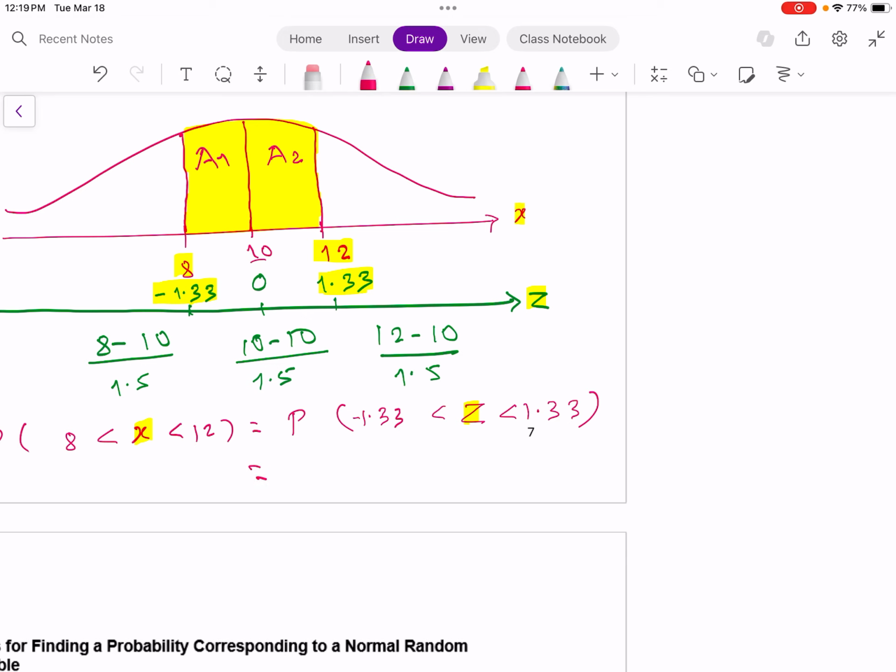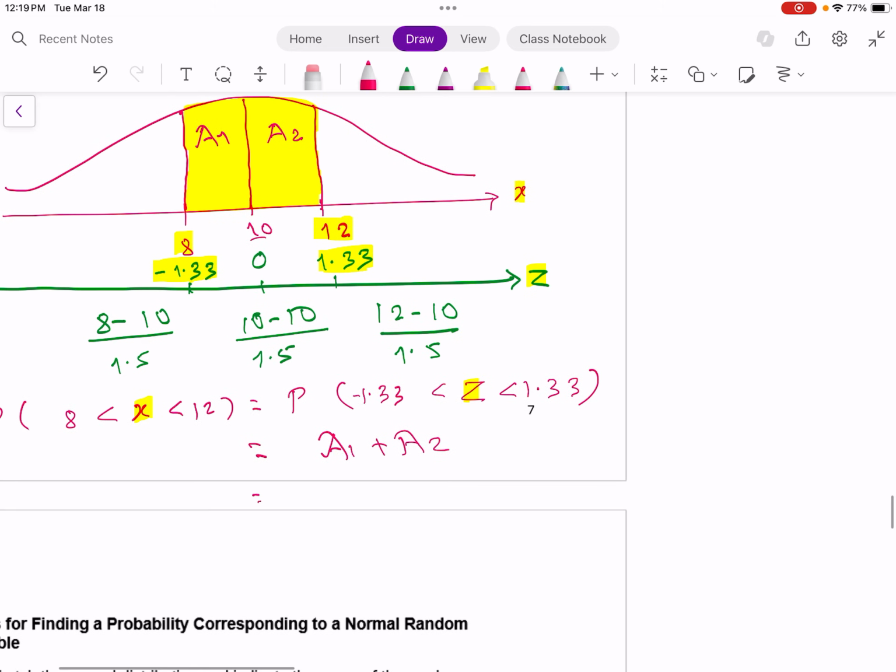Now, how do we find this area? This probability is area A1 plus area A2. Do you all agree here? These two are equal, right? Area A1 and area A2 have to be the same. Now can I rewrite this as 2 times area A2? Do you all agree? Now what about A2? How do we find A2? A2 is the probability that z is greater than 0 and less than 1.33.